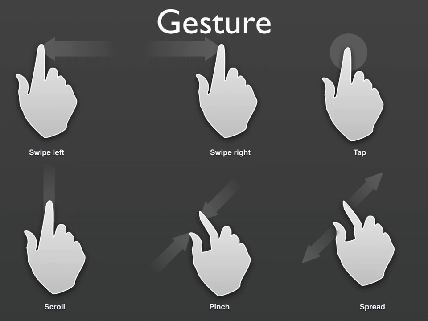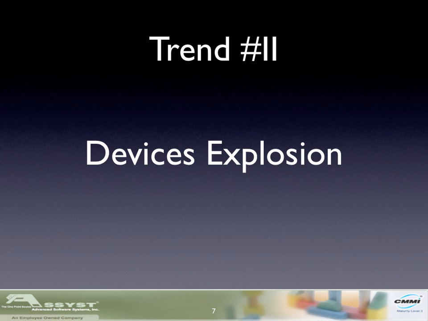The number one implication is you need to plan for touch-oriented gestures. Swipe left, swipe right, how to respond to a tap, how to show more items with a scroll, how to support a pinch, or how to support a spread. So these gestures have become the most intuitive, expected user interface metaphors, and our applications better know how to respond to those things. The next trend which I see is the explosion of devices.